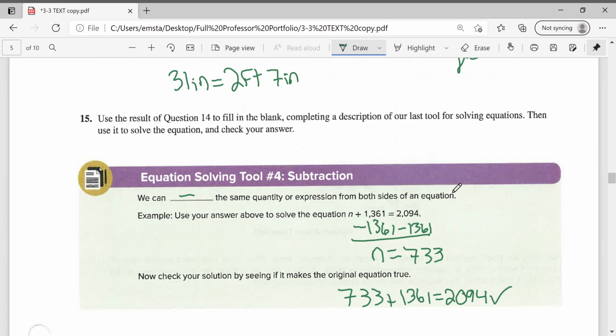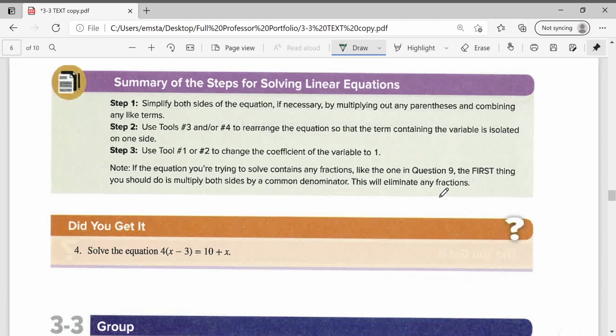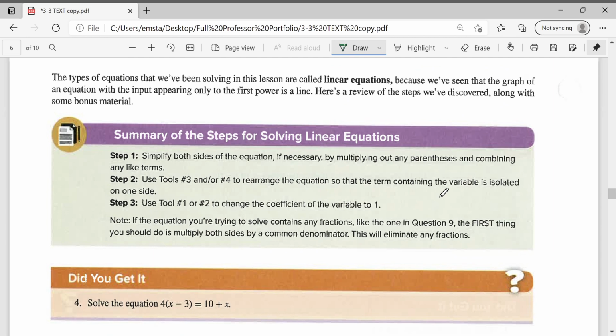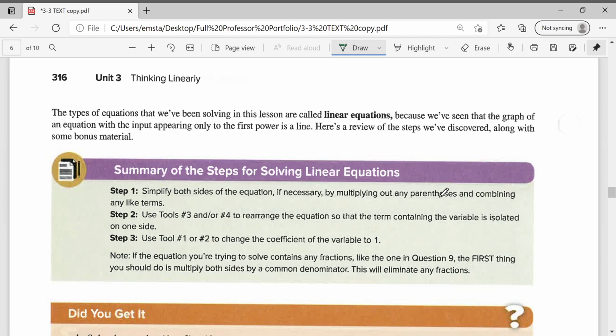At the top of page 3, I lost the numbers. Page 316, I thought that's what it was. They bring this all together for us. They said the types of equations we've been solving are called linear equations because we've seen that the graph is a line. Here's the steps. So you're going to do things that are a little bigger than what we've just done. In fact, we're going to do the one in the orange box for some practice.